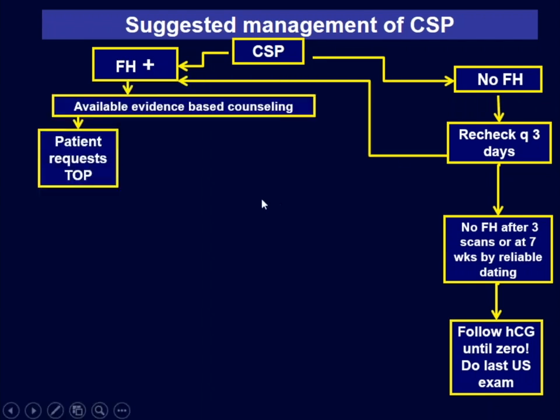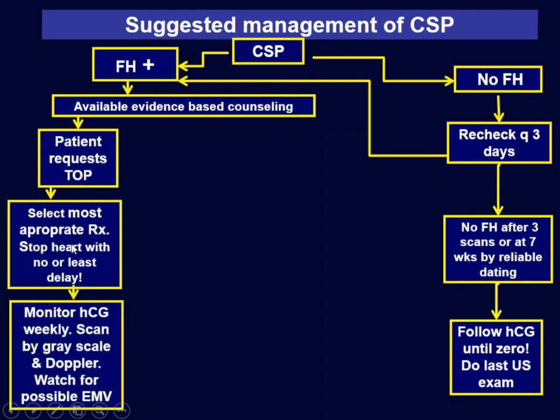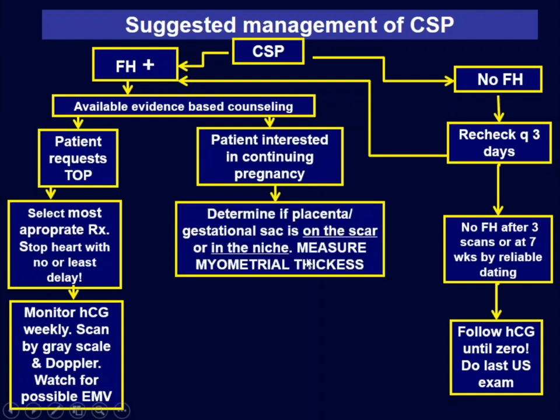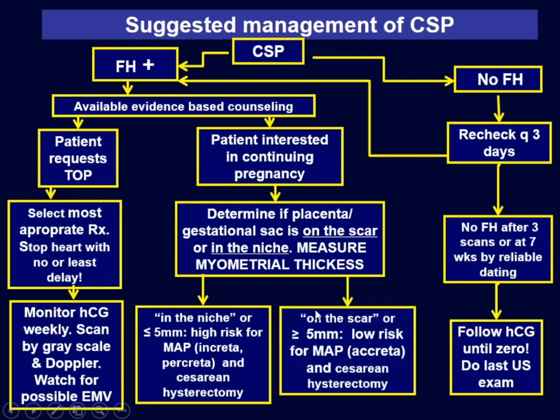If there is a heartbeat, we give the patient evidence-based counseling. If she wants a termination of the pregnancy, we do it without delay and monitor the HCG weekly. If the patient is interested in continuing the pregnancy, we determine the myometrial thickness above the area of the gestational sac. If the measurement is less than 5 millimeters, we advise the patient there is a high risk for morbidly adherent placenta and cesarean hysterectomy.